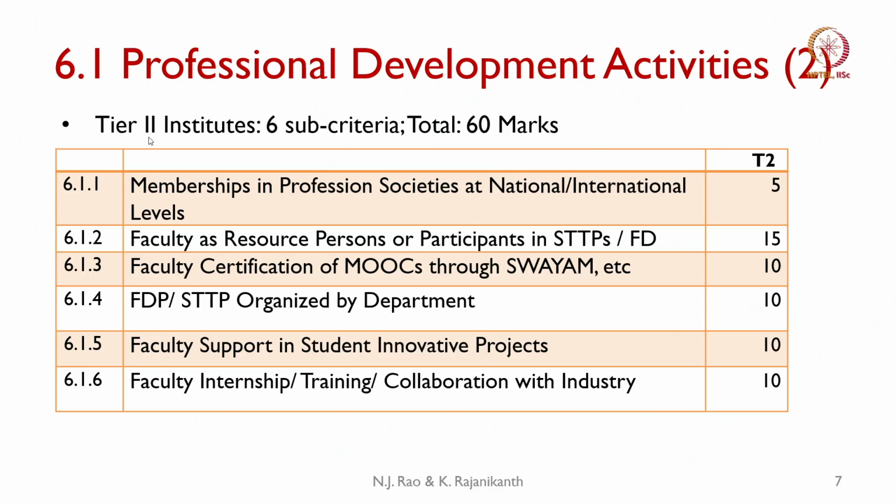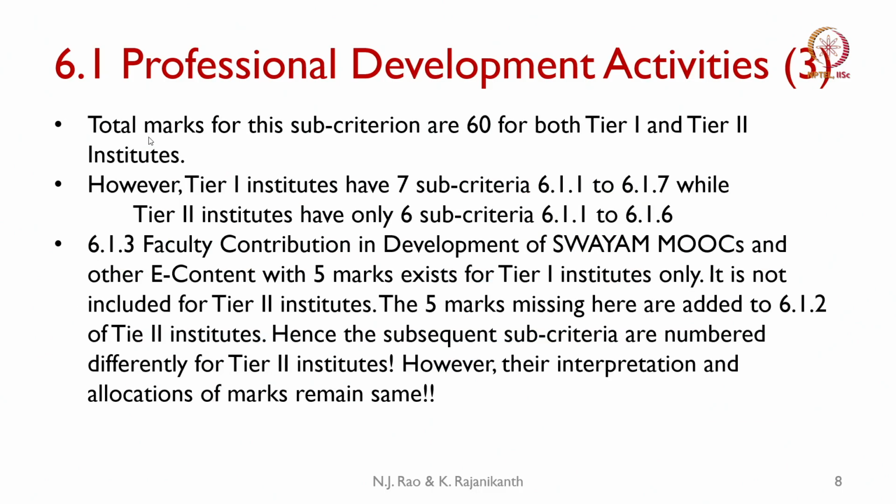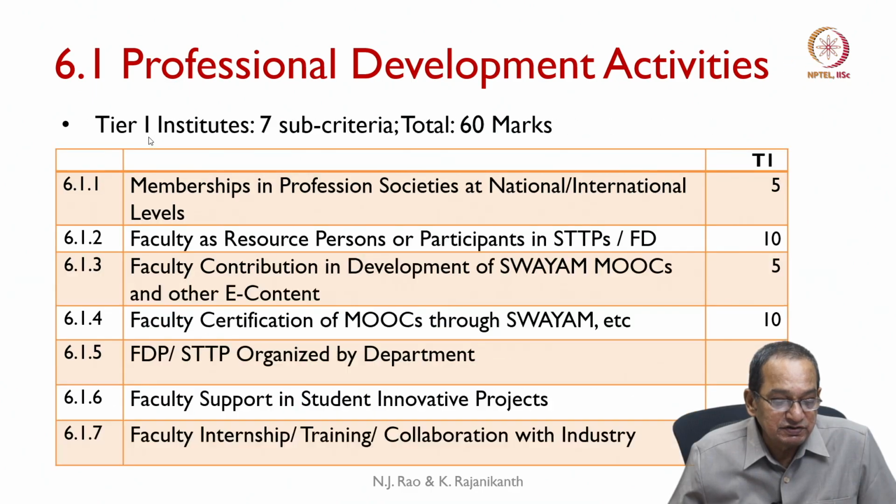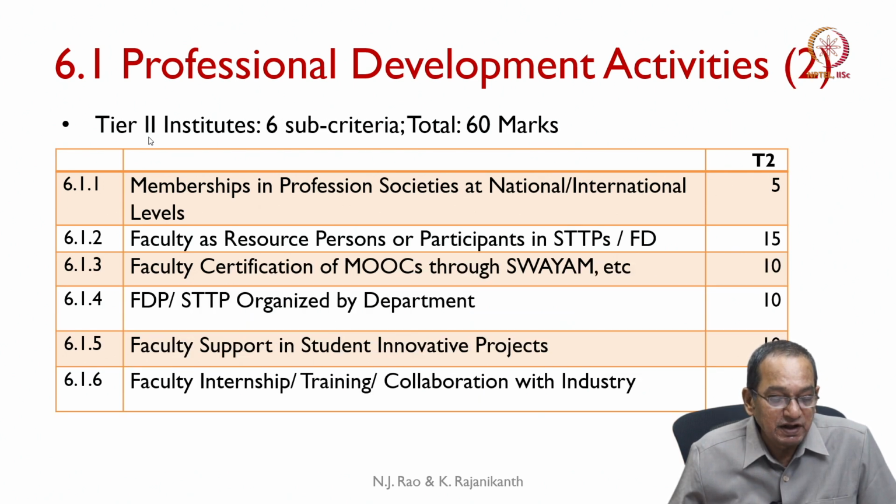So what is the difference? If you see 6.1.3, faculty contribution in the development of SWAYAM, MOOCs or other e-content with 5 marks, it exists for Tier 1 institutes only. Tier 2 institutes don't have such a sub-criterion. This 6.1.3, with 5 marks, faculty contribution, is absent in Tier 2 institutes.